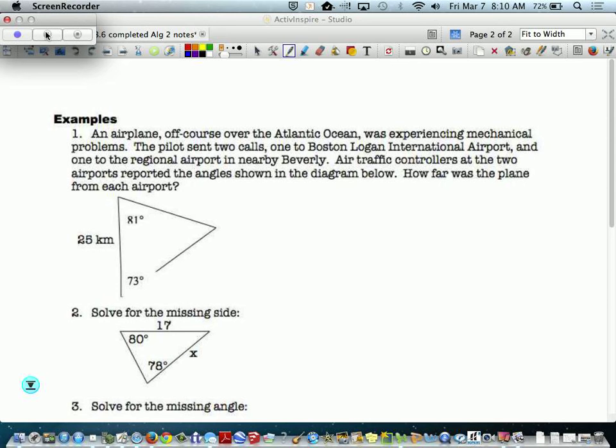All right, for number one, an airplane off course over the Atlantic Ocean was experiencing mechanical problems. The pilot sent 2 calls, one to Boston Logan International Airport and one to the regional airport in nearby Beverly. Air traffic controllers at the 2 airports reported the angles shown in the diagram below. How far was the plane from each airport?